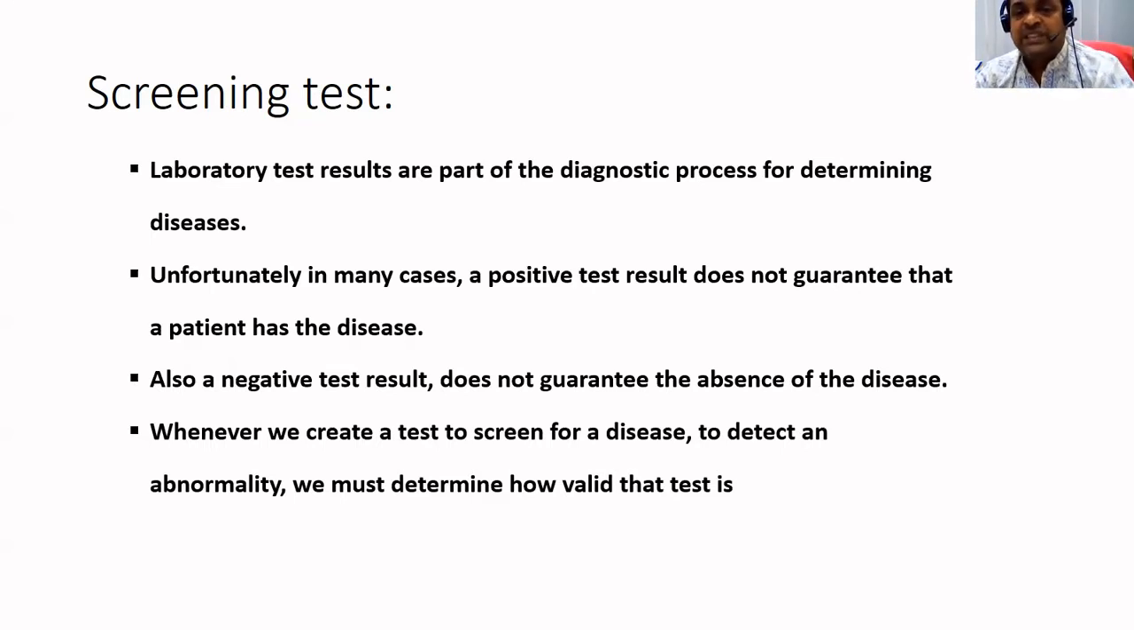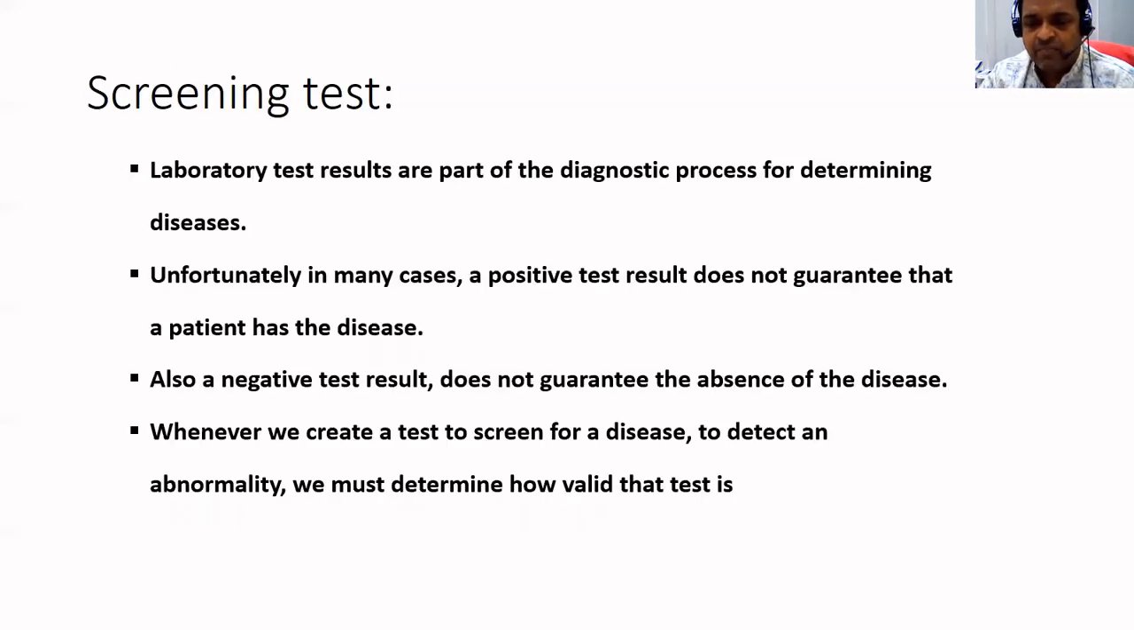So to detect this abnormality in the laboratory test, we must determine how valid the test is. How can we determine the test is valid? That is done by screening tests. One of them is sensitivity, the other is specificity. What is sensitivity? What is specificity?